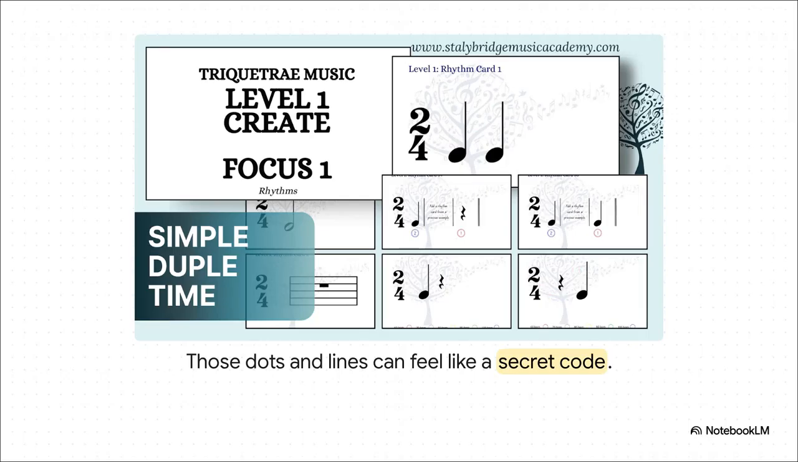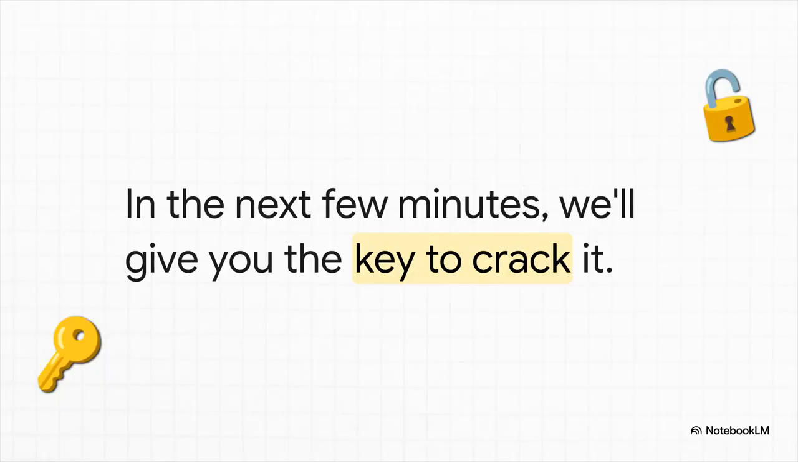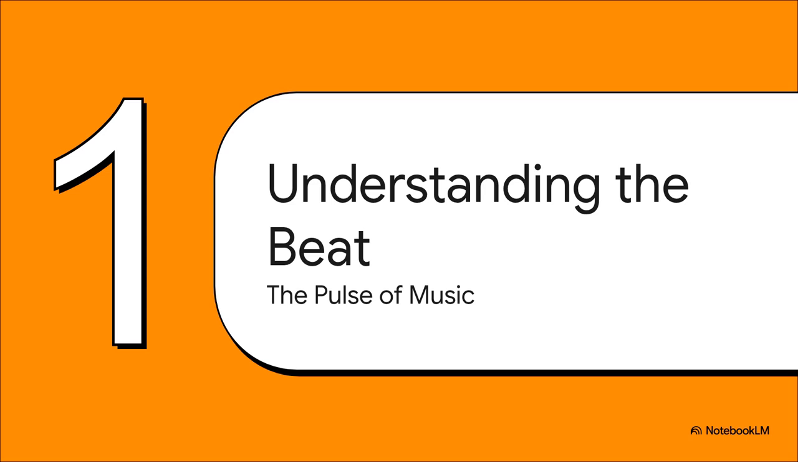And you know what? Thinking of it as a secret code is actually the perfect way to look at it. All these symbols, the notes, the rests, the lines, they are a code. But the best part? Every single code can be cracked. And that is exactly what we're here to do. We're going to give you a super simple key that will unlock your ability to read and, more importantly, feel the rhythm in music.